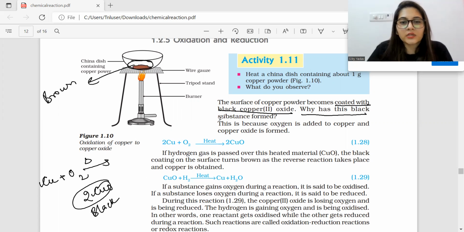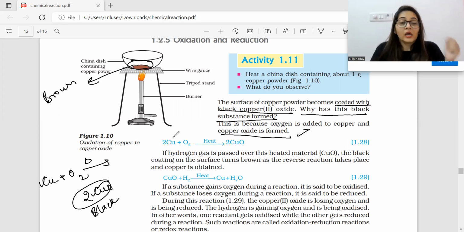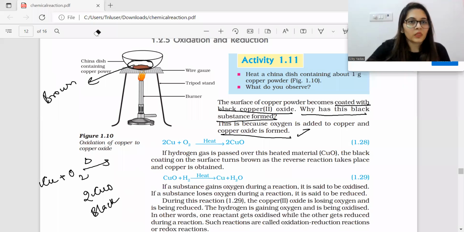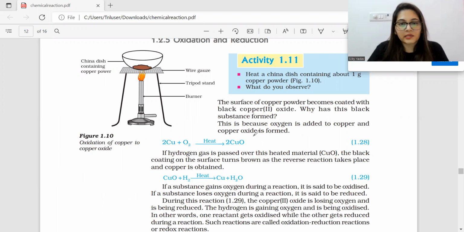Why has this thin substance formed? Because oxygen was there, it has now reacted with it, right? So this is because oxygen is added to copper and copper oxide is formed. Now let's say I want to reverse this process. Whatever has happened, now copper oxide has become, I want to reverse this process. So if you want to reverse this process, for that you have to add hydrogen gas to this. So let's do that. We'll be now adding the hydrogen gas to this, and it will give us again, write it here, copper and H2O. That means you will again get your copper back and the color will be again changed. I hope that's clear to you all.